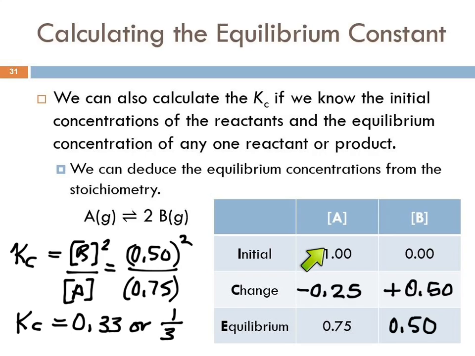The beauty is you could start with lots of different initial concentrations. It's going to go to equilibrium and be the same constant. And so as long as you can measure one, you can figure out the equilibrium concentrations of everything else.